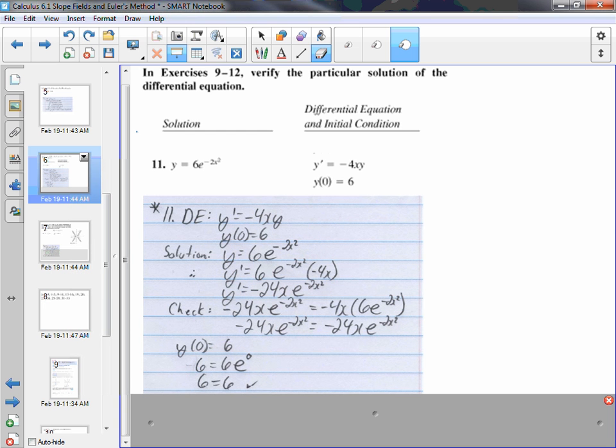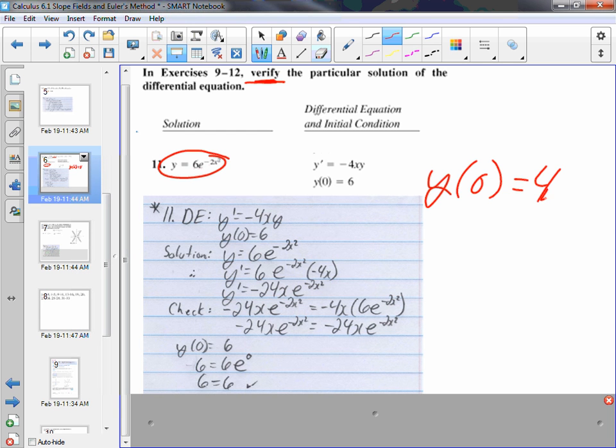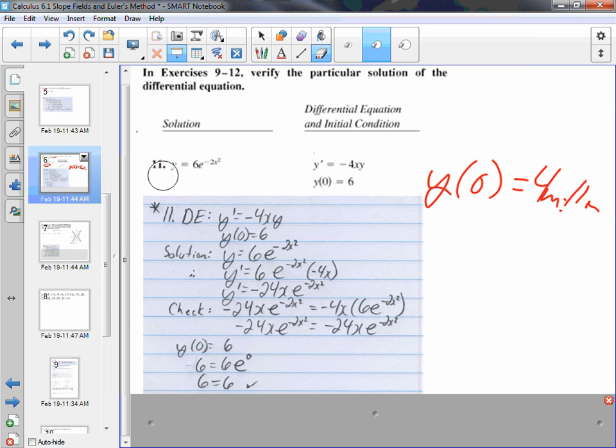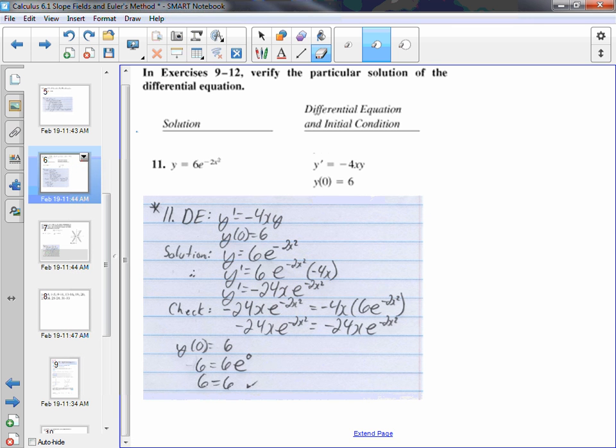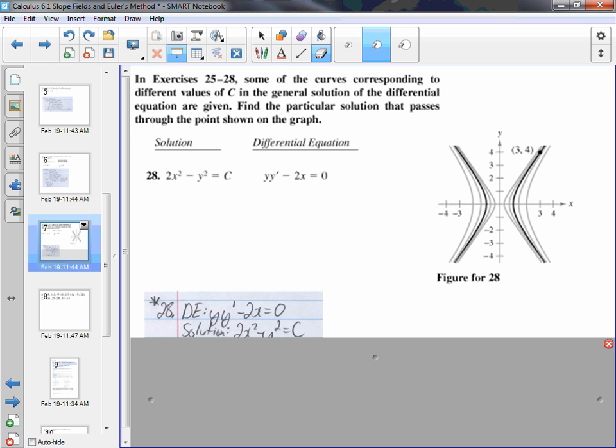If they just make up the initial conditions, it could be. But now it won't be because they've said verify. But they could give us the correct solution and then give us something weird like y of 0 equals 4 million, and that part wouldn't work out. But as long as they say verify, nothing weird like that is going to happen. All right. Number 28. Told you we were going to bounce around a little bit.